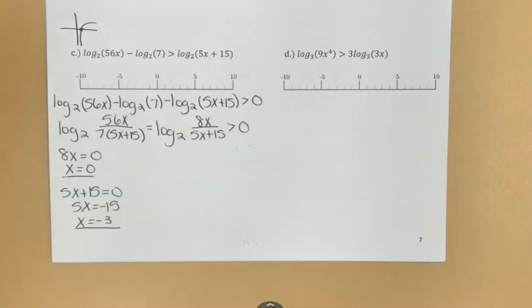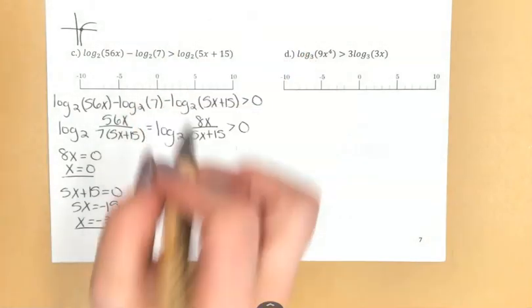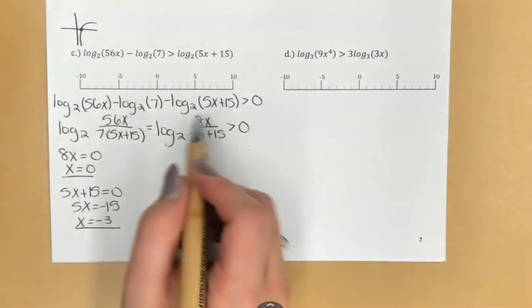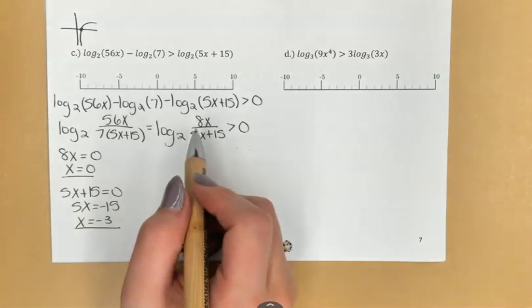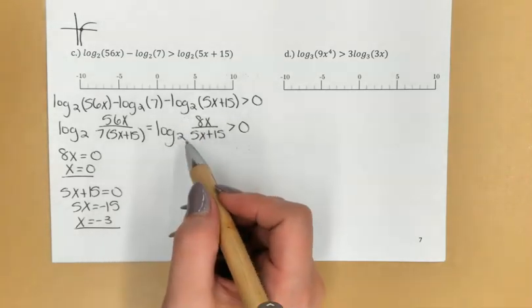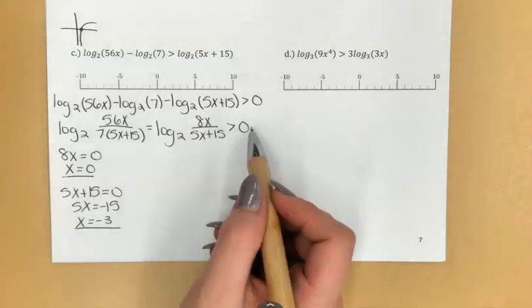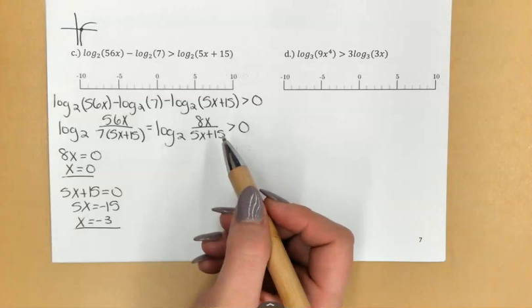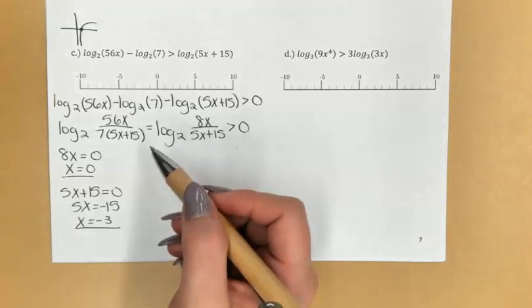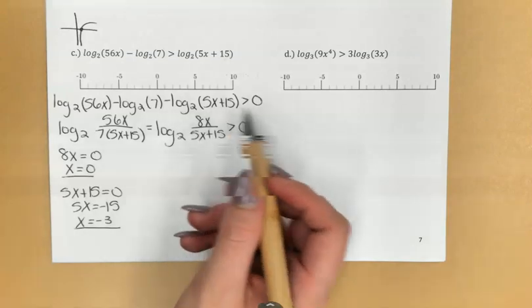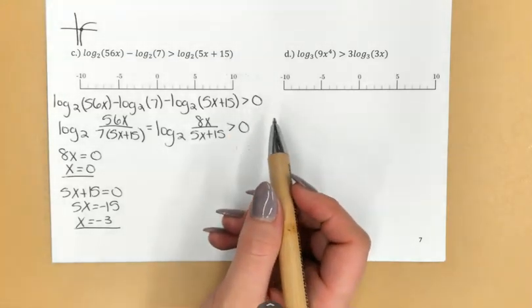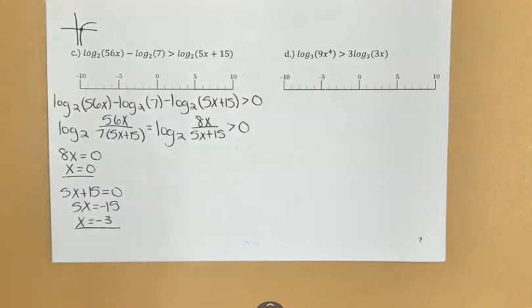The reason for that is when my inside function is greater than 1, remember your log means your base to this power equals a number. Well, when you have something to the 0 power, that is equal to 1. So when it becomes less than 1, we have a negative exponent. When it is greater than 1, we have a positive exponent. So our y coordinates are representing our exponents here.